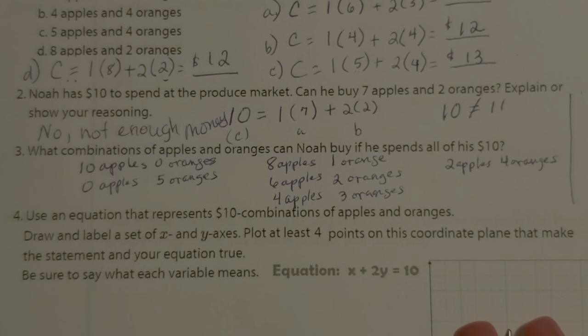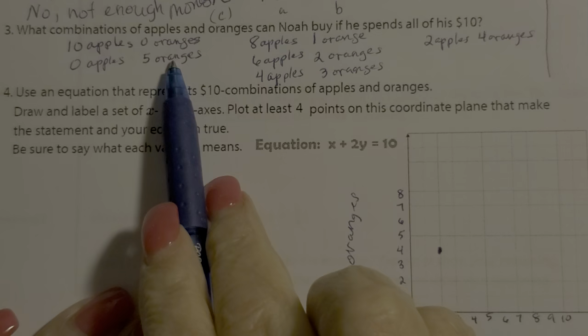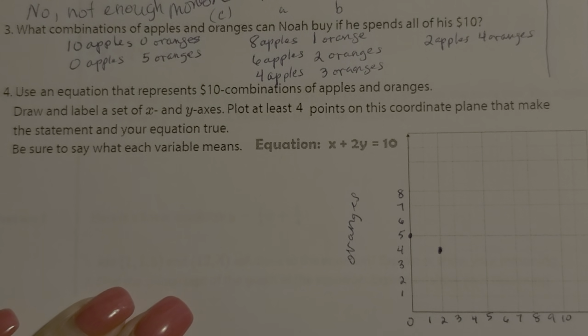Question 4 wants us to use an equation that represents the $10 combinations of apples and oranges and draw and label a set of x and y axes. I'm going to put apples on my x-axis and oranges on my y-axis. Well, if I buy 2 apples, we said that he'd have to buy 4 oranges to spend all $10. If he bought 0 apples, we said that he would have to buy 5 oranges to spend all $10.